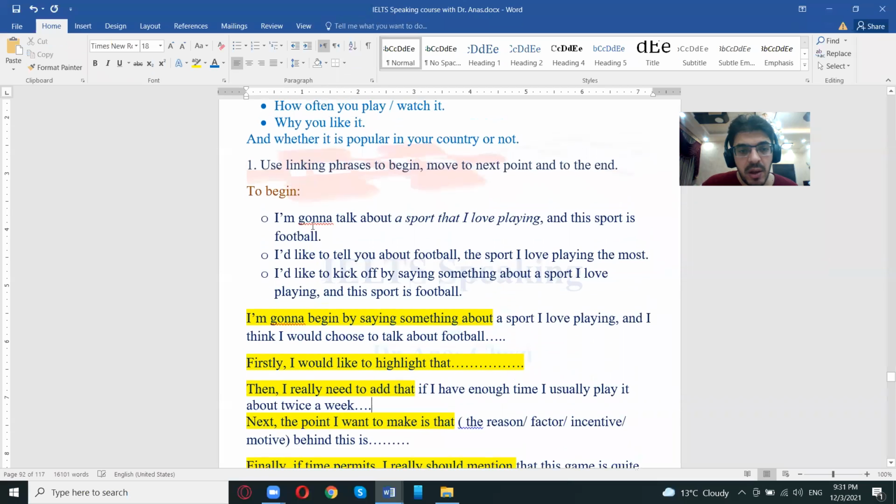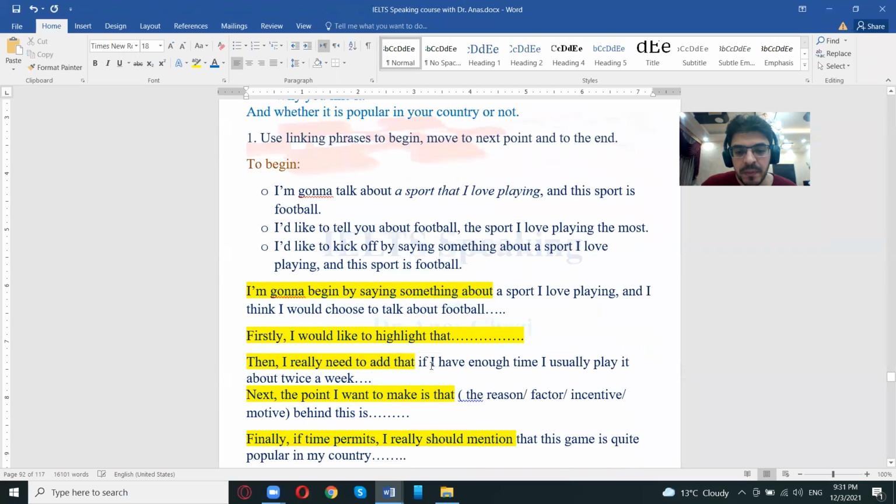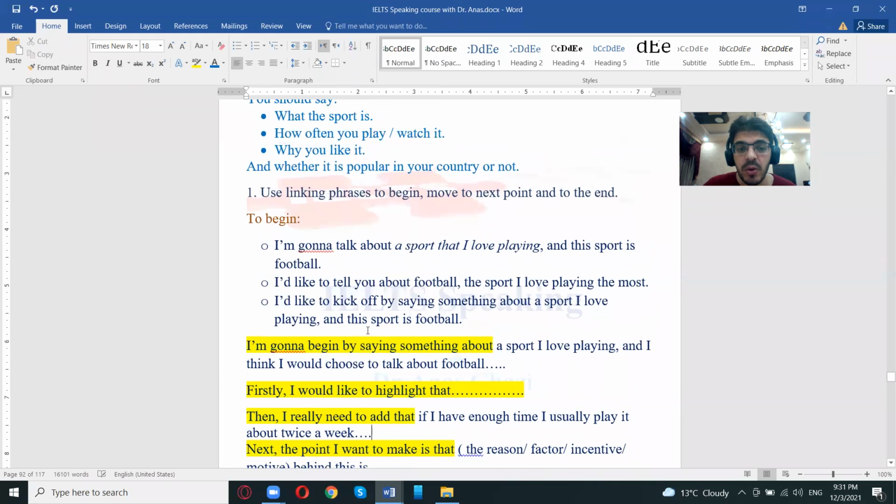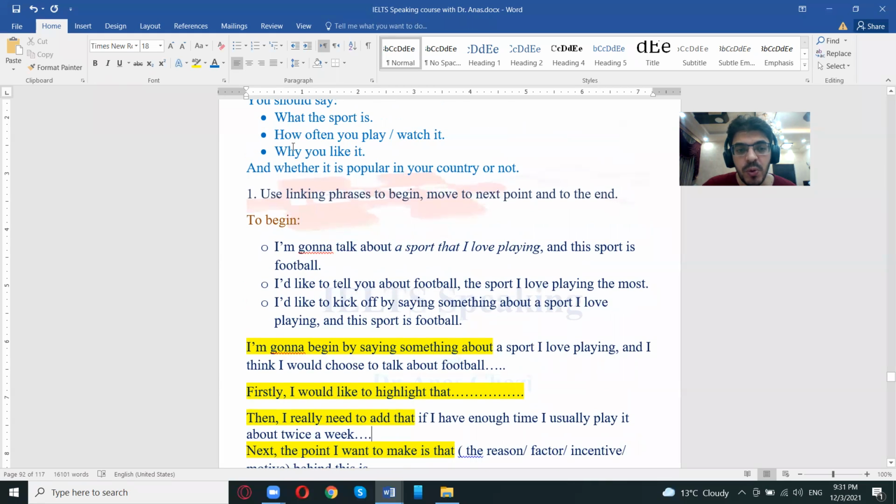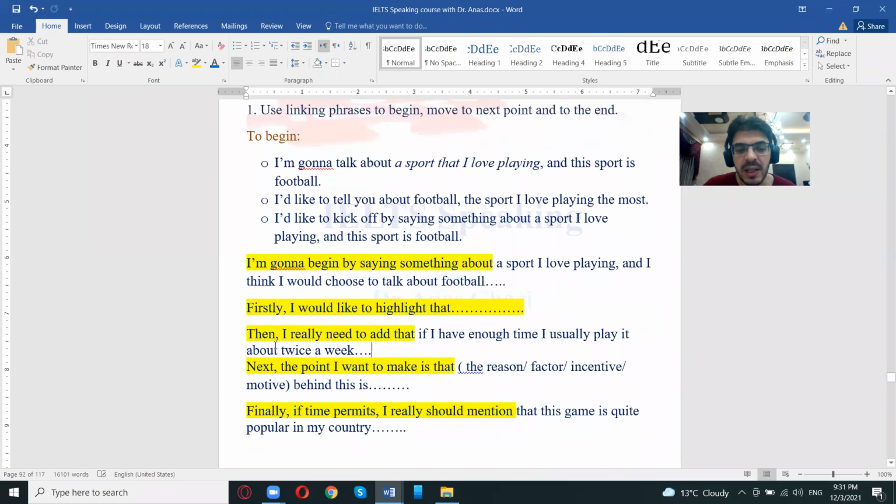The point is, how often do you play it? That if I have enough time, I usually play it about twice a week. However, currently, since I'm quite busy, I play just once every 2 weeks, for example, something like this. Then when you are going to move to the third point, you can say something like next.